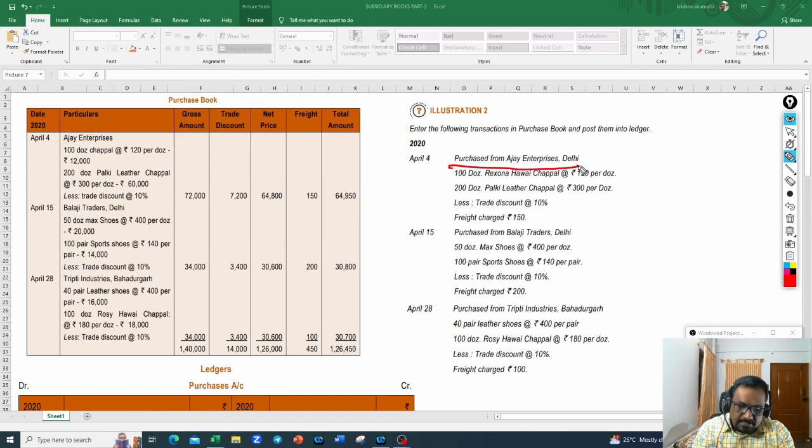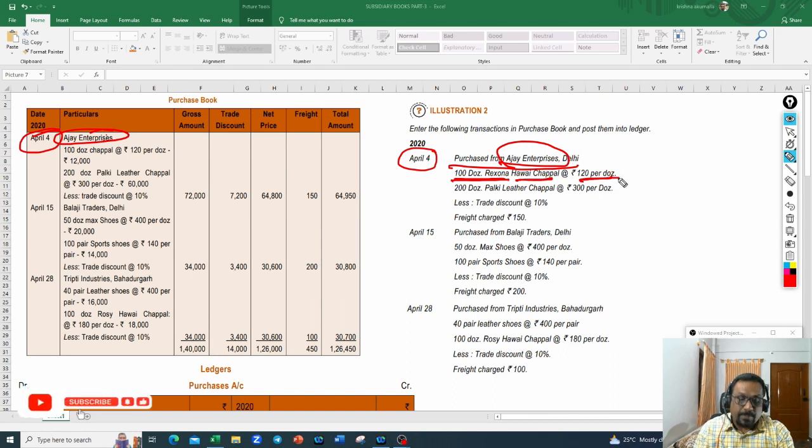Purchased from Ajay Enterprises, Delhi, 100 dozens of Rexona Hawaii chappal at 120 rupees per dozen. From where we purchased? Ajay Enterprises. So Ajay Enterprises, you need to write in particulars column. What date we purchased? April 4th. Let us put April 4th in date column. What is that we purchased from Ajay Enterprises? 100 dozens of Rexona Hawaii chappals at 120 rupees per dozen. So 100 dozen chappal at 120 rupees per dozen is going to be 12,000. Right? Similar way, this is what 12,000 mentioned here.